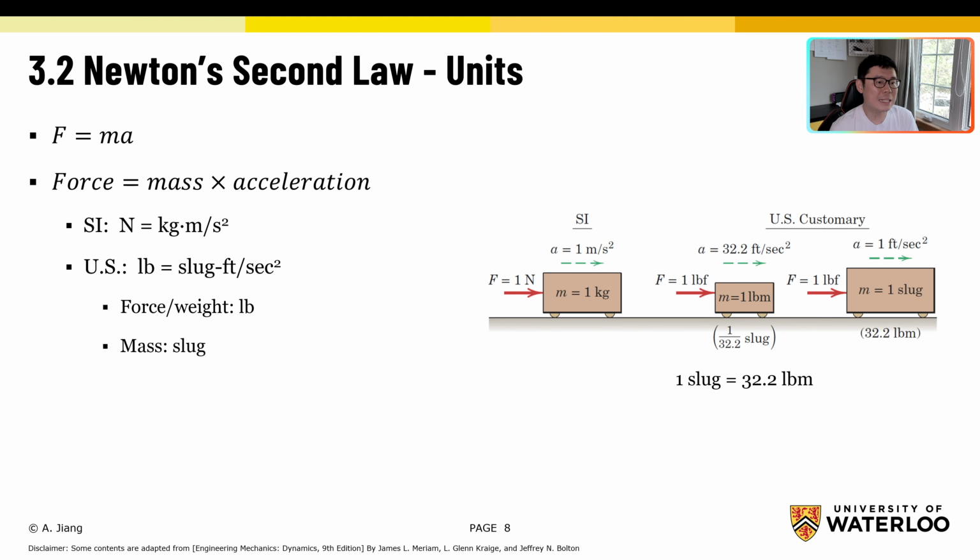When you're dealing with imperial units, you need to be extra careful to make sure which quantity is mass and which is force. For example, for 1 pound, you need to check if it is referring to 1 pound force or 1 pound mass. If it's 1 pound mass, that is 1 slug.